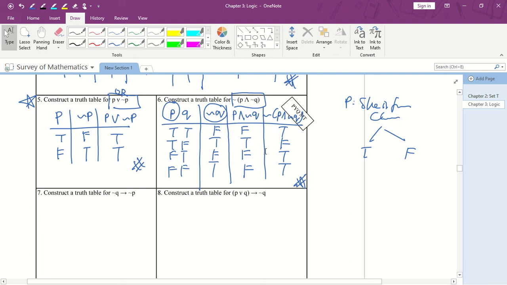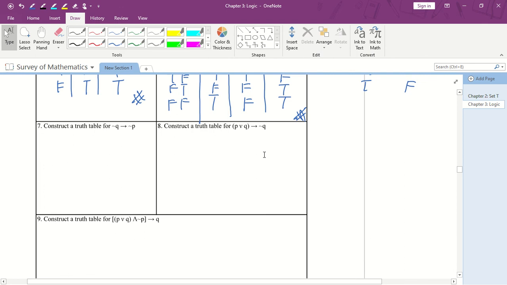I think it's kind of easy, and let's try the next one. Again, construct a truth table for negation Q, negation P. Remember, we have P and Q here, right? So for sure, we need to write this one. P and Q: true, true, true, false, false, true, and false, false.